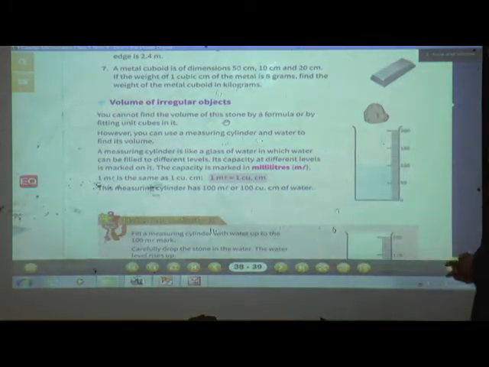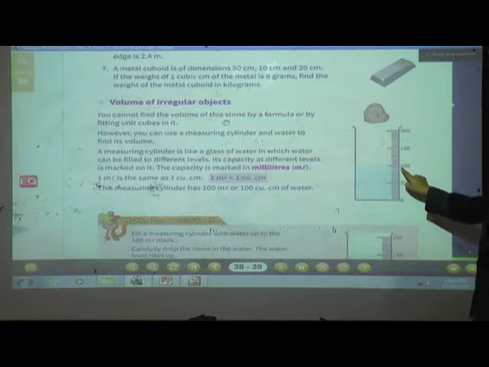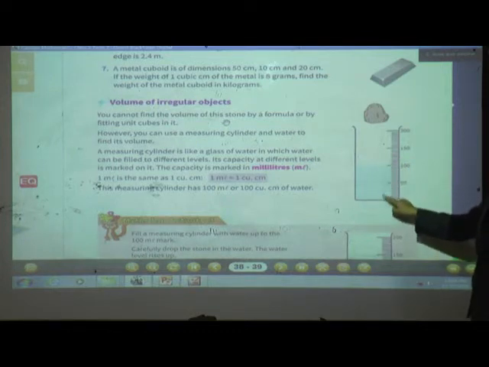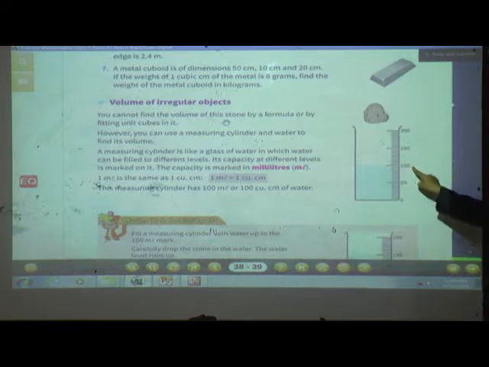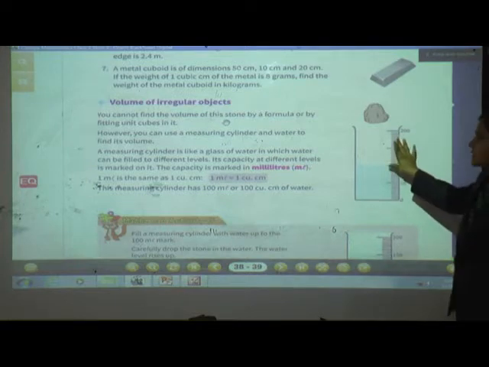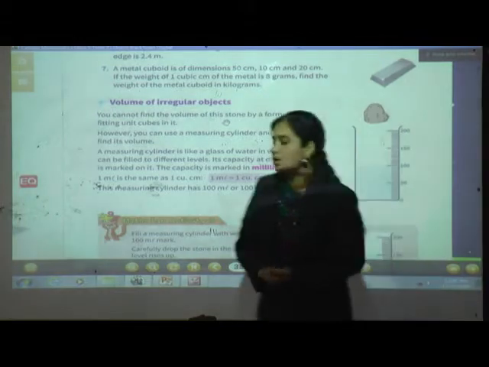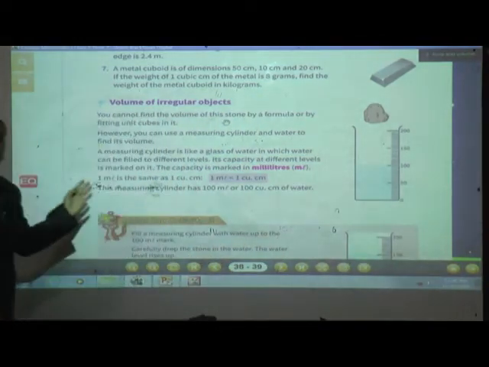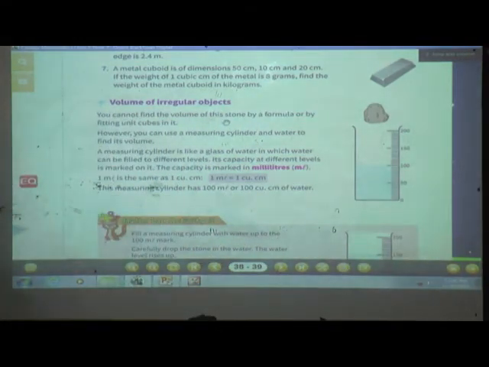This measuring cylinder has 100 ml or 100 cubic centimeter of water. You can see the level of the water. So we'll see how to calculate the volume of this stone.